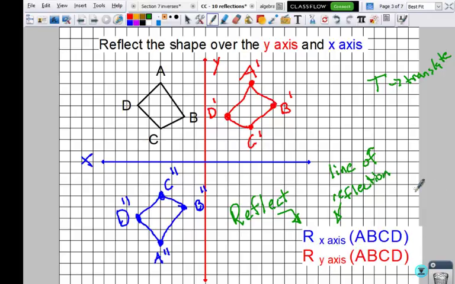And then the last thing in parentheses here is the shape. So capital R means reflect, then it gives me the line, and then it tells us the shape we're going to reflect. So we're going to use these lines of reflection, or we're going to show reflections this way. And we're going to practice doing a few more reflections.